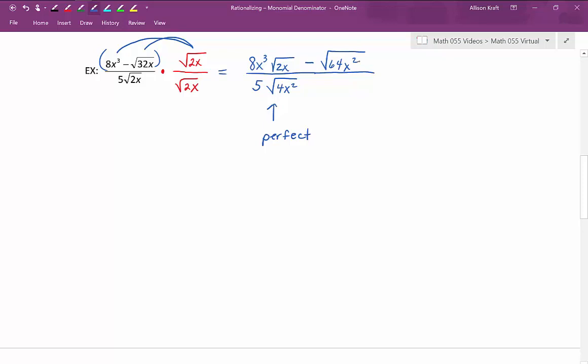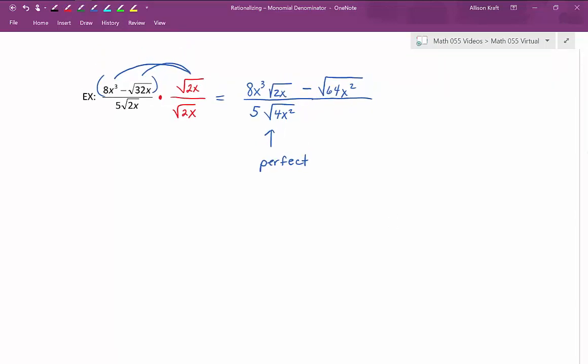We want to simplify any perfects that we have. Square root of 2x can't be simplified. The square root of 64x squared, that can be simplified.